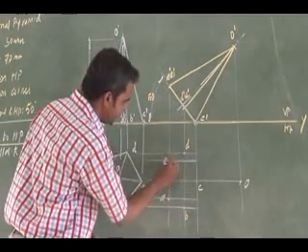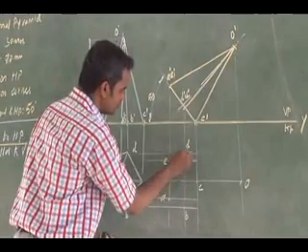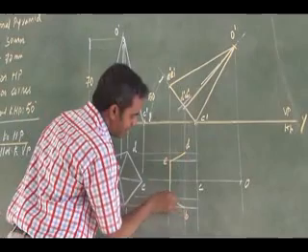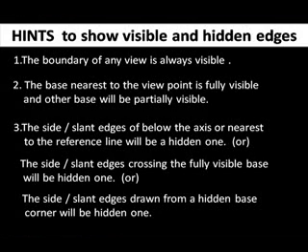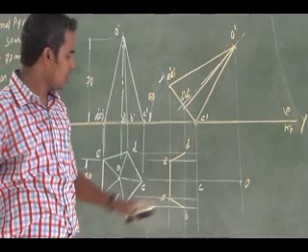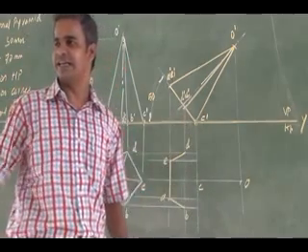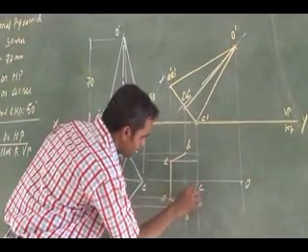So AEDB is fully visible, so that portion I can connect as a continuous line. Those edges are fully visible. The other remaining portion, DB and C, is hidden, it is partial, so I can join it as a dotted line.